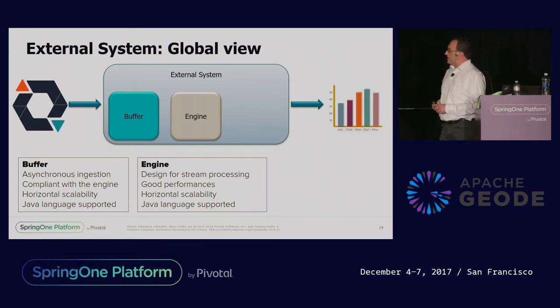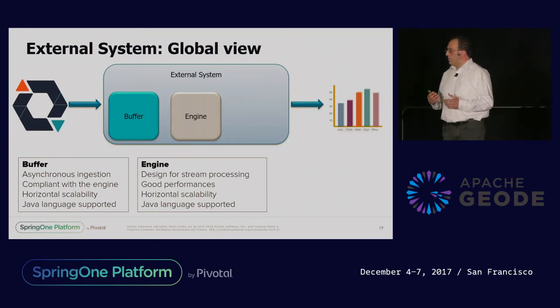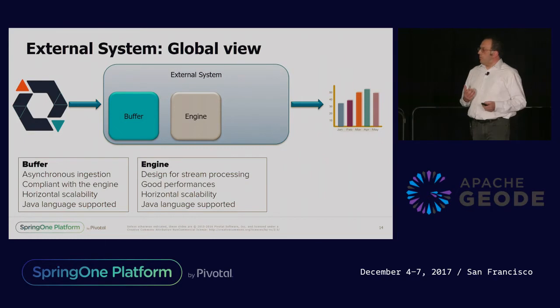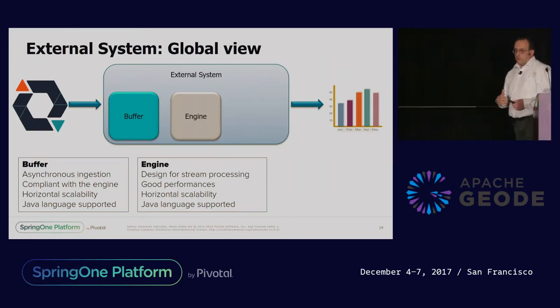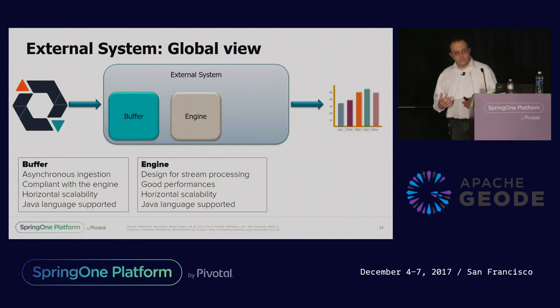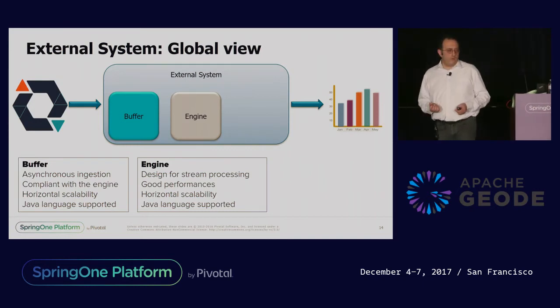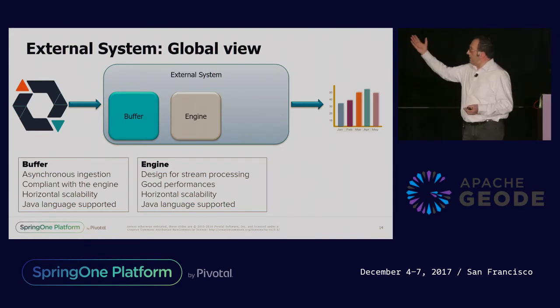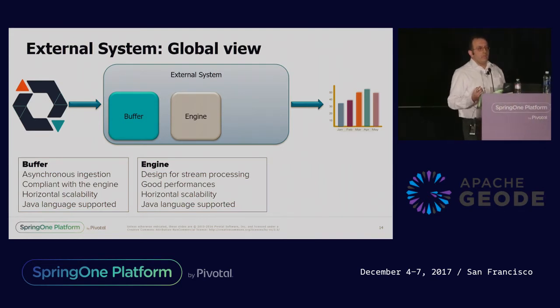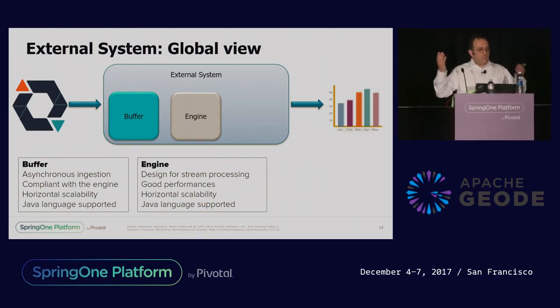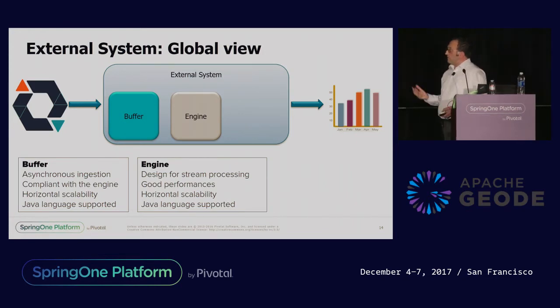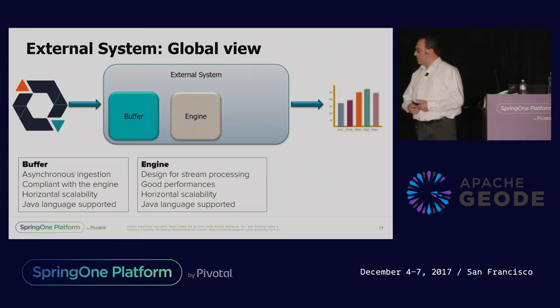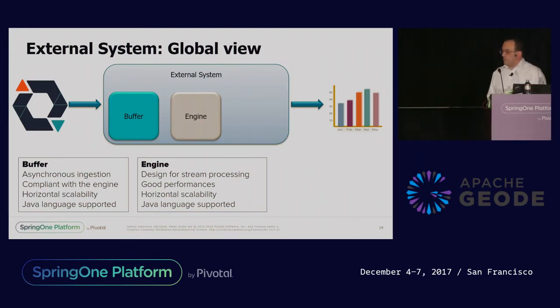The second element of this external system was the buffer. Why do we need a buffer? The buffer has to be asynchronous, and we must be able to ingest a lot of messages. Why a buffer? We didn't want to connect OpenESB and the engine directly, to avoid performance dependencies between the two elements. Using a buffer is a way to remove this dependency at the performance level. Of course, the buffer has to be compliant with the engine: horizontal scalability and Java support.